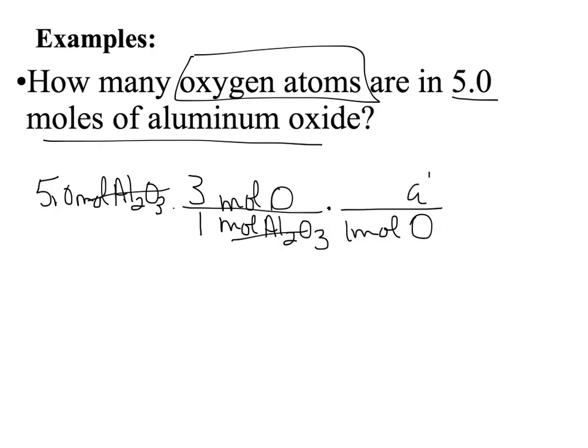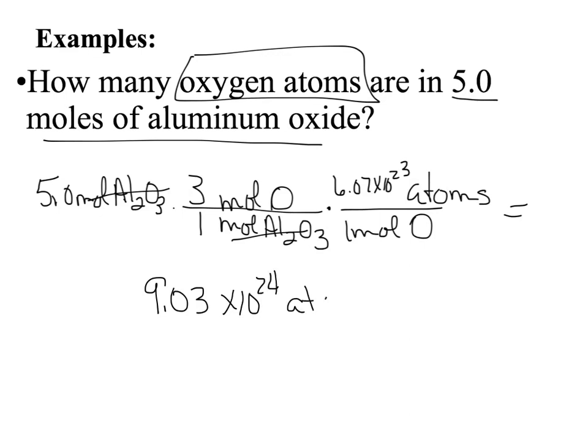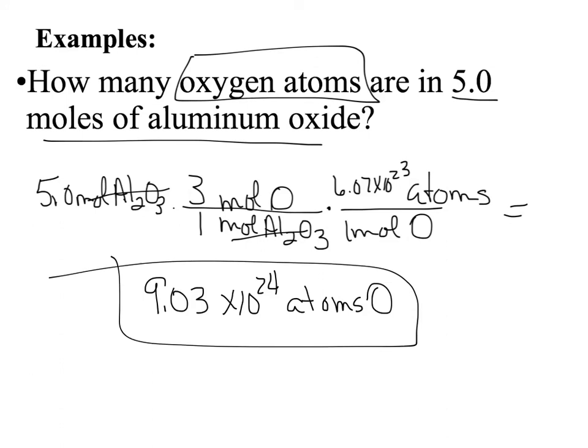And then we're going to atoms. So what number goes up there? In 1 mole, there are 6.02 times 10 to the 23rd atoms. So now you multiply across the top and see what you get. I did that on my calculator, and I got 9.03 times 10 to the 24th. And don't forget to label atoms of oxygen. Okay? So try it on your own and make sure you get the same answer. And that's all there is for today.